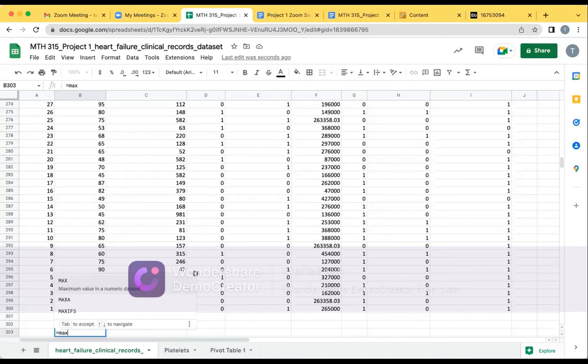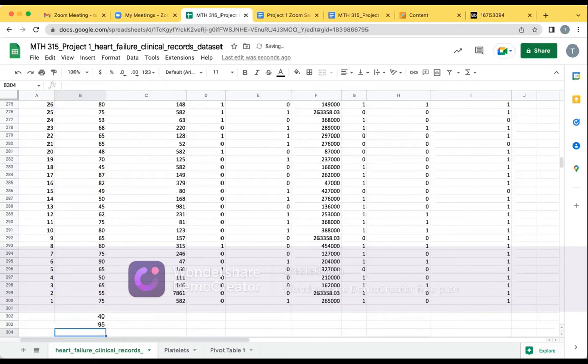You see, numerical data set. It would not give it to you if it was not numerical. It would give it to you for those zeros and ones because that looks like numbers to Excel and Google Sheets, but hopefully you understand the difference. So instead of selecting it and scrolling up and down, I could just say B2 colon B300, and my last value is 300. I hit enter, and there it is. My oldest person is 95 years old.